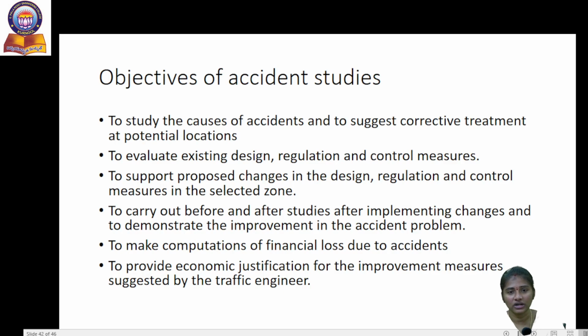Next we have accident studies. Why do we conduct accident studies? What are the objectives of accident studies? To study the causes of accidents and to suggest corrective treatment at potential locations, we need accident studies. These studies help us to evaluate existing design facilities, regulations and control measures, and to support proposed changes in the design, regulation and control measures in the selected zone. They help us to carry out before and after studies after implementing changes and to demonstrate the improvement in the accident problem. They also help make computations of financial loss due to accidents and provide economic justification for the improvement measures suggested by the traffic engineer.